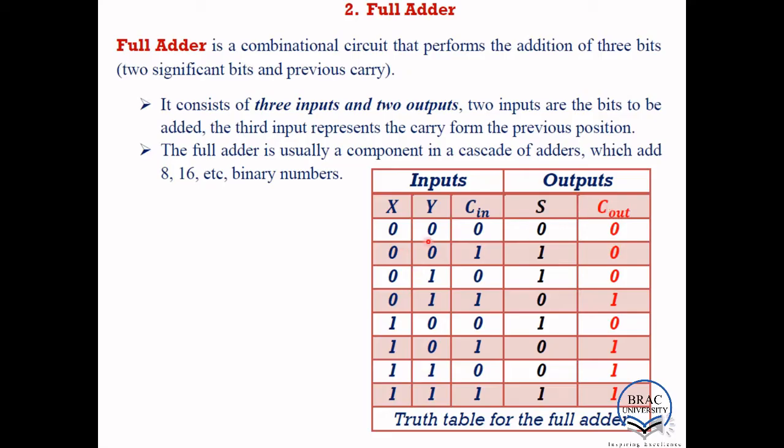If we have 0 0 0, then sum is 0, carry is 0. 0 0 1, sum is 1, carry is 0. Similarly 0 1 0, sum 1, carry 0. 0 1 1, it becomes 1 0, sum 0, carry 1. 1 0 0, sum 1, carry 0. 1 0 1, which is 1 plus 1, sum 0, carry 1. 1 1 0, 1 plus 1, sum 0, carry 1. Here 1 1 1 becomes 3, that means 1 plus 1 is 10, 10 plus 1 is 11, so sum 1 and carry 1. So this is the truth table for the full adder.